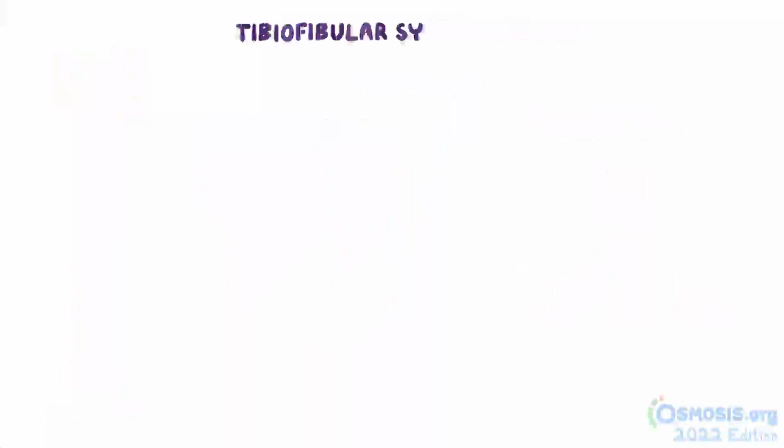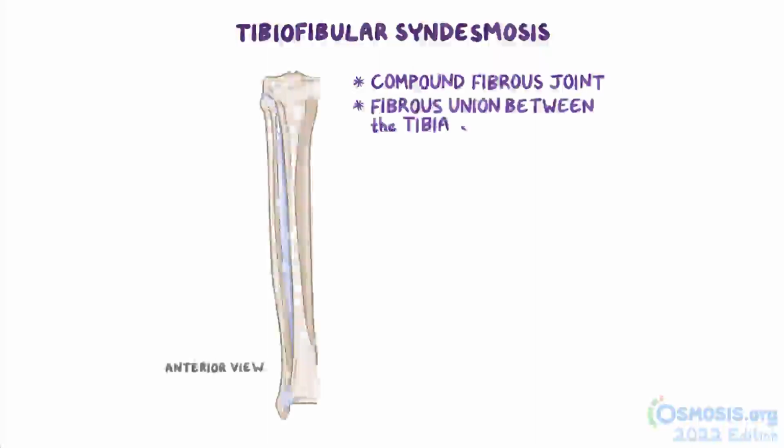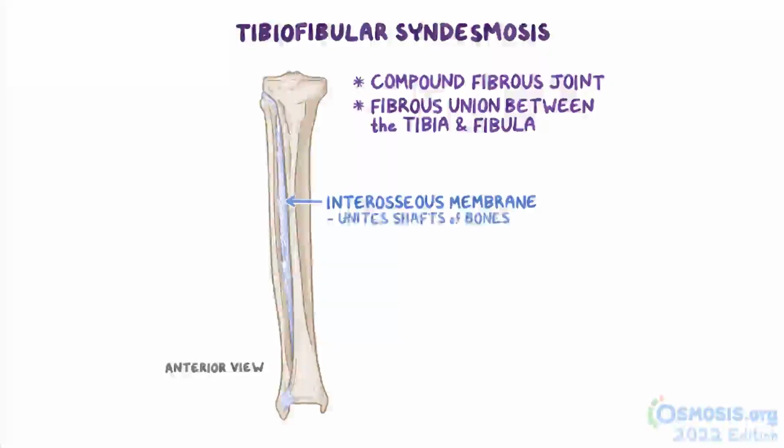The tibiofibular syndesmosis, on the other hand, is a compound fibrous joint. Basically, it represents the fibrous union of the tibia and fibula by means of the interosseous membrane, which unites the shaft of the bones, and the anterior tibiofibular joint, which unites the distal ends of the bones.